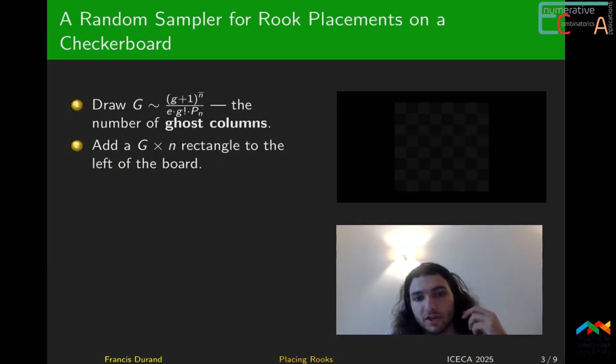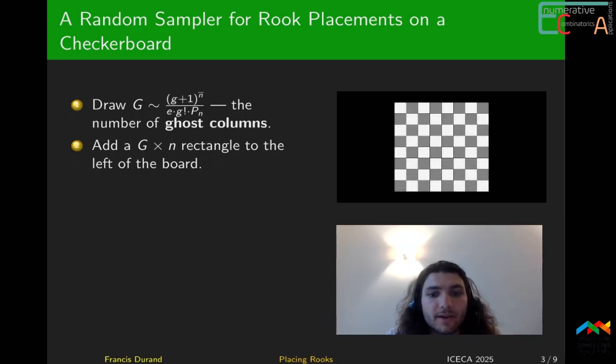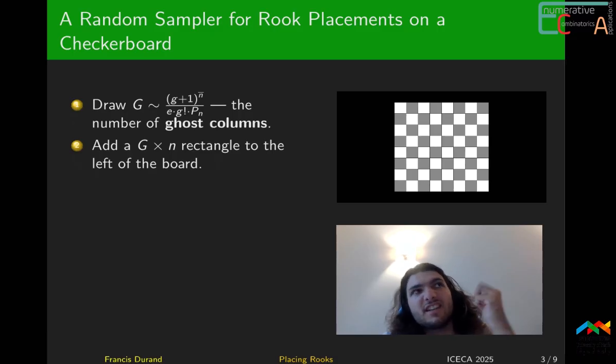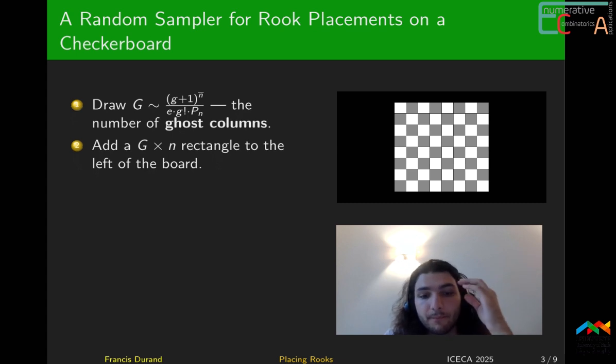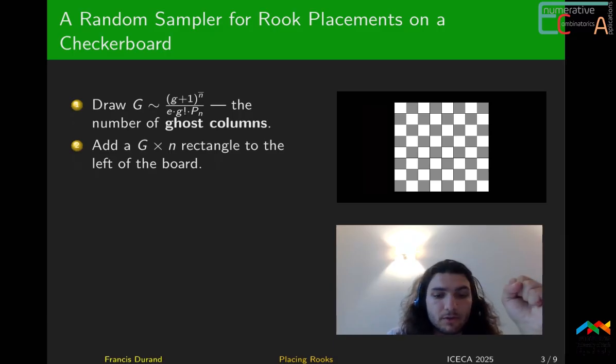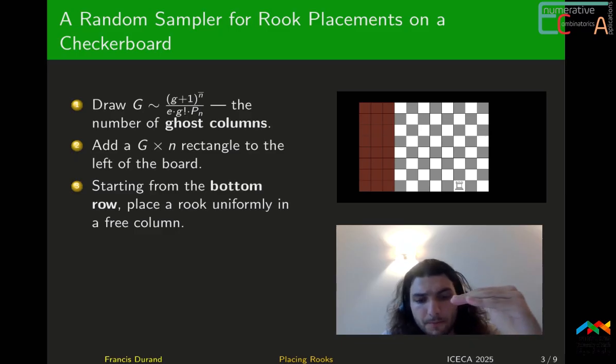Based on this enumeration formula, we proposed an algorithm to randomly generate a uniform rook placement. The algorithm starts by generating an integer g with a distribution mimicking the enumeration formula. Once we have this g, we add to the side of the chessboard g ghost columns. Here in the animation, g is equal to 3. Then, starting from the bottom row, we place a rook in one of the g plus n columns.